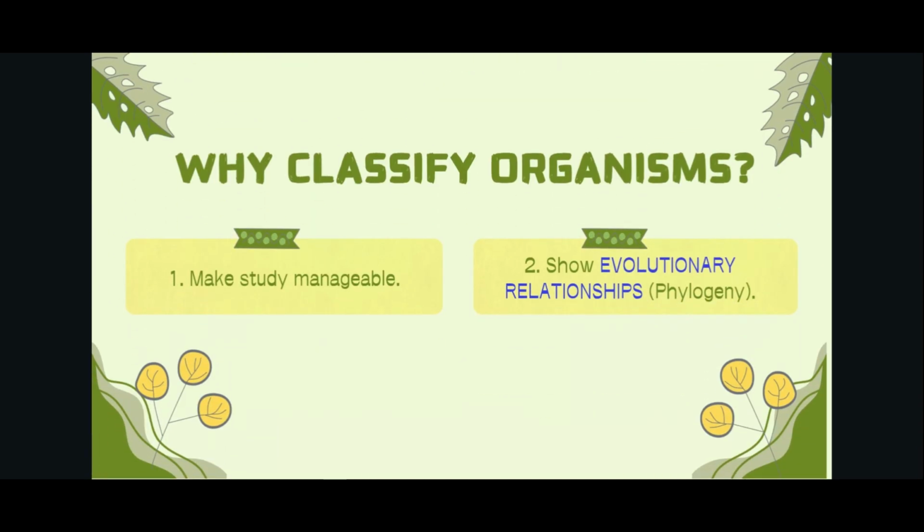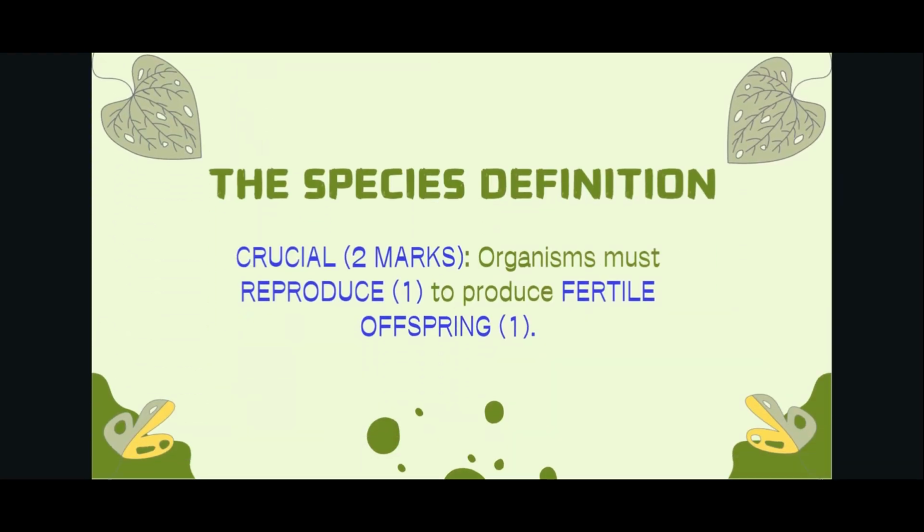Let's transition to classification. We classify organisms to organize them, to make their study easier, and critically, to show evolutionary relationships between different groups. The foundation of classification is the species definition. For 2 marks, you must say a species is a group of organisms that can reproduce to produce fertile offspring. Do not drop the fertile keyword.